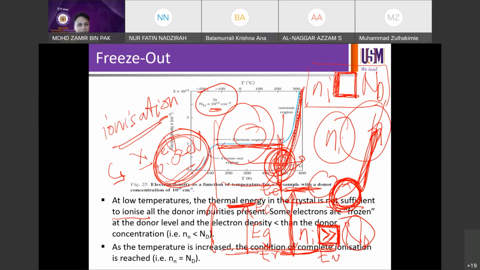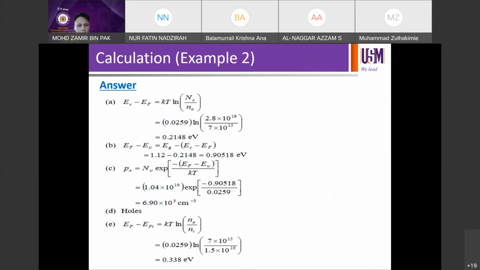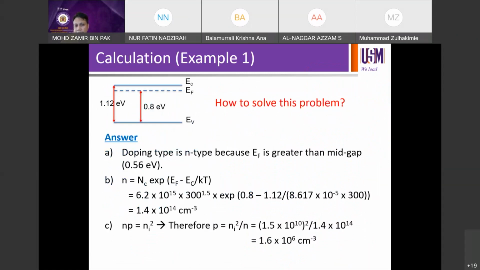So please attempt calculations 1, 2, 3. We'll discuss some. I'm not going to go through the details of each. I want you to try them out. So let's do this calculation on the next Monday, right? And then we'll move on to carrier transport phenomena, which is the next topic.